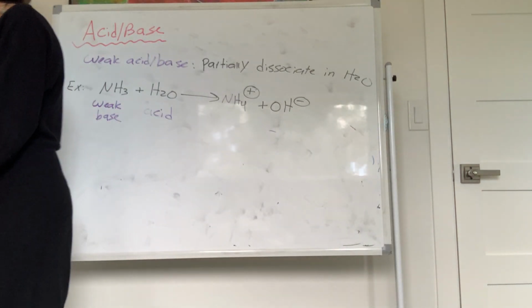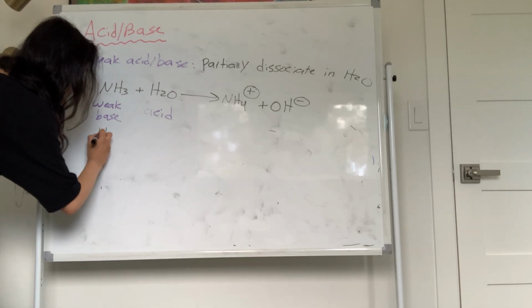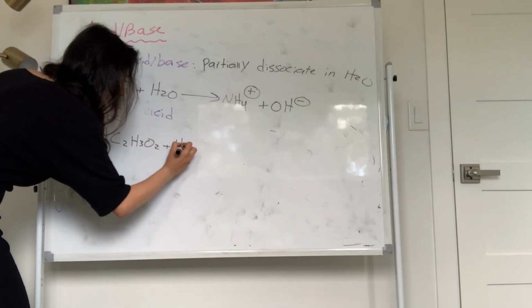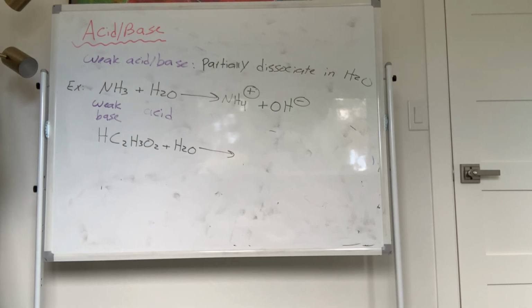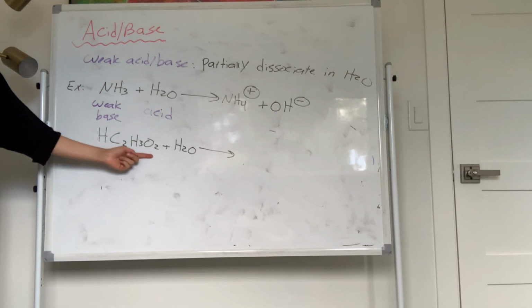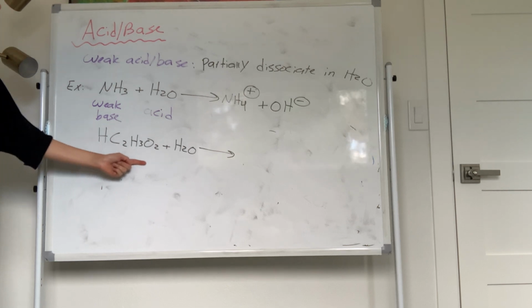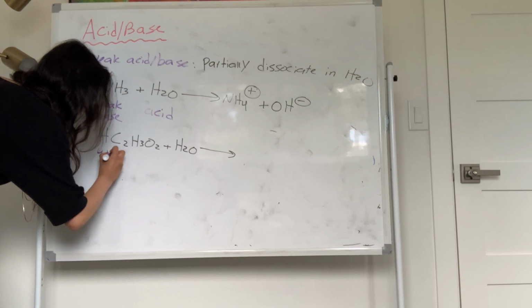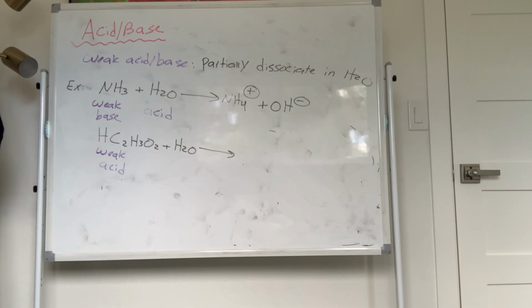Okay, let's do one more. The next one I want to do is HC2H3O2 plus water. What is this one? HC2H3O2. That is acetic acid. Remember the formula. Is it a weak acid or a strong acid? It's a weak acid. It's not on the list, so it's a weak acid.